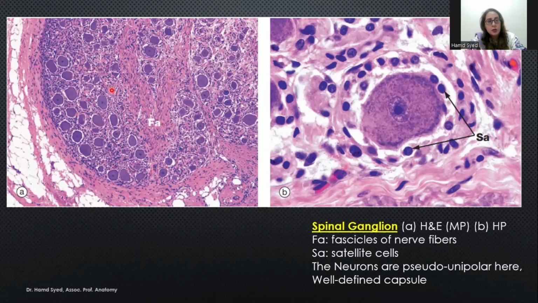And here, let's look at a higher magnification of the neurons which are present in this ganglion. These are the pseudo-unipolar neurons. Well, pseudo-unipolar means that they have a single process which then divides into two. And you can see over here that these pseudo-unipolar neurons are present, and outside the pseudo-unipolar neurons are the satellite cells. These are the supporting glial cells. Their nuclei, you can see, are present on the external aspect of the pseudo-unipolar neuron. So remember, these spinal ganglia are present in the dorsal root of the spinal nerve.